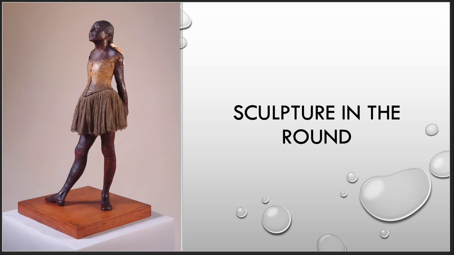And we really get a sense, and it makes sense for a dancer to be in a sculpture in the round. She needs to be free. She can't be tied to a plane. So we have this sense that she's kind of posed and ready to start moving. She might do a pirouette from here.